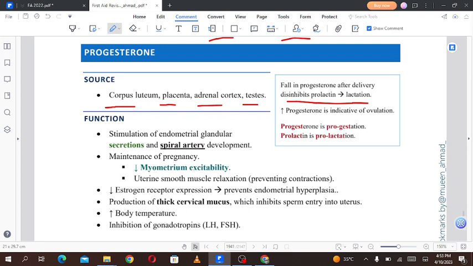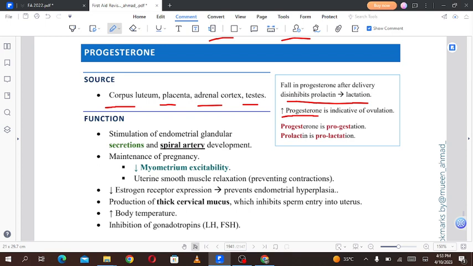Progesterone is indicative of ovulation. If there is an increase in the progesterone, this means that ovulation has taken place. Progesterone is for progestation and prolactin is for lactation, and they antagonize each other's effect as well.